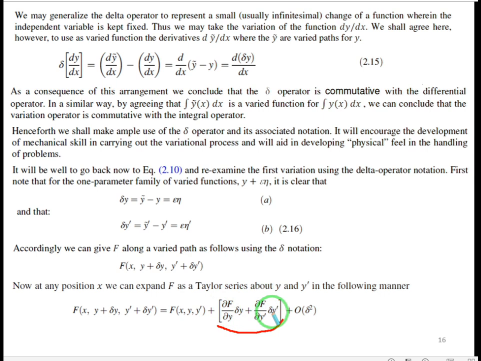It's enough for now. In the next session, I'm going to use this formula to find Euler-Lagrange equations using the delta operator method, and moreover, how to find boundary conditions using the variational approach or delta operator method.